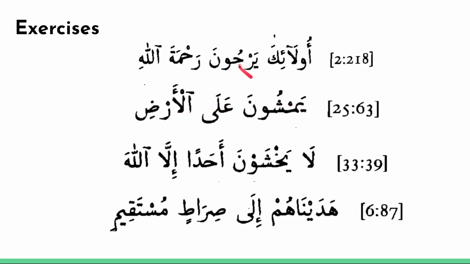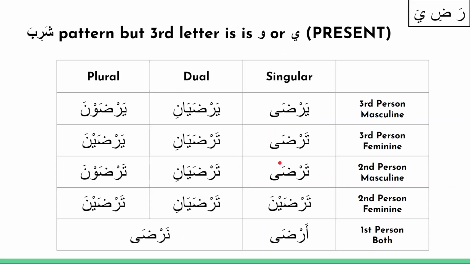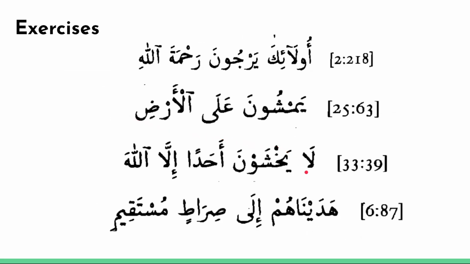Yamshuna ala al-ard. Similar pattern here. Yamshuna. They walk on the earth. La yakhshawna ahadan illallah. So this is not exactly the same pattern because yakhshawna is part of this last form here, the shariba pattern, the radiya. So we see here yardawna, not yarduna, yardawna. So similarly in the Quran we have la yakhshawna ahadan illallah. They do not fear anyone except for Allah. Or translated another way, they only fear Allah.